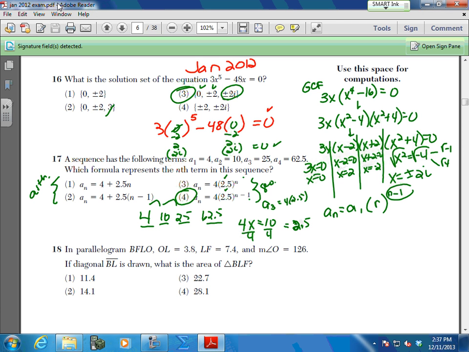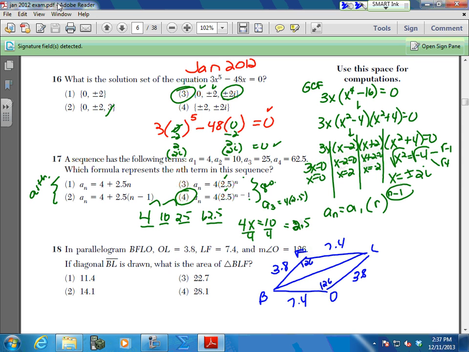Number 18 draws a parallelogram, so let's draw a parallelogram. Now, however you start this, just remember to go continuously around. Okay? So OL is 3.8, and it's also 3.8 on this side. LF is 7.4, and it's also 7.4 here. And angle O is 126, and it's also 126 over here. BL is drawn. They want the area of triangle BLF.